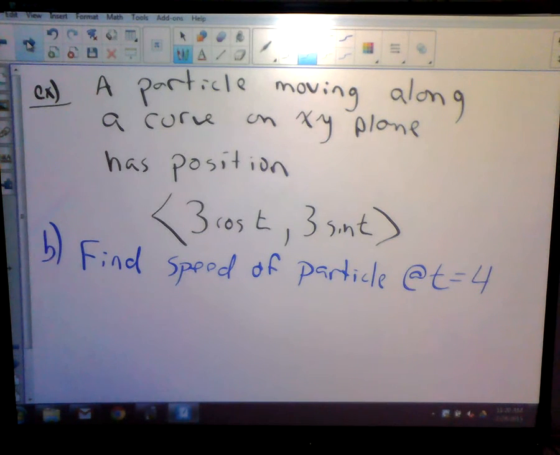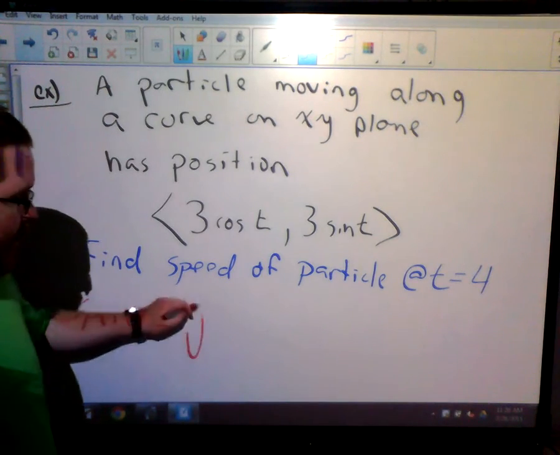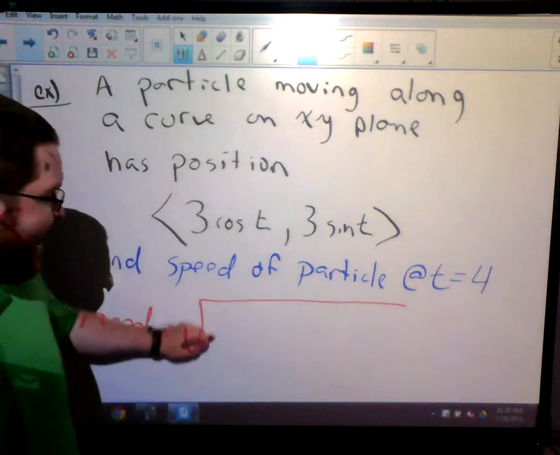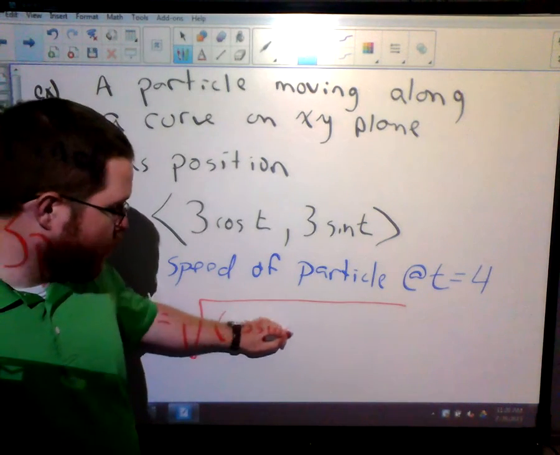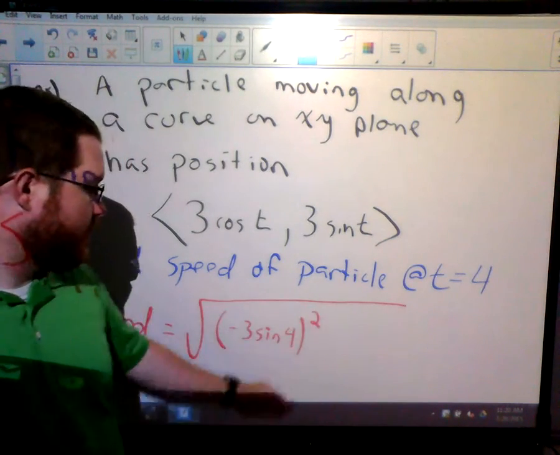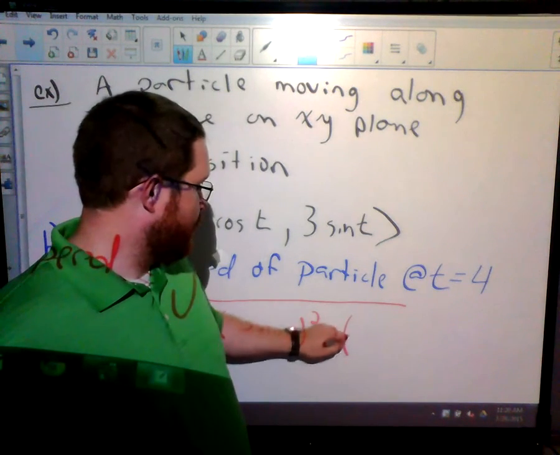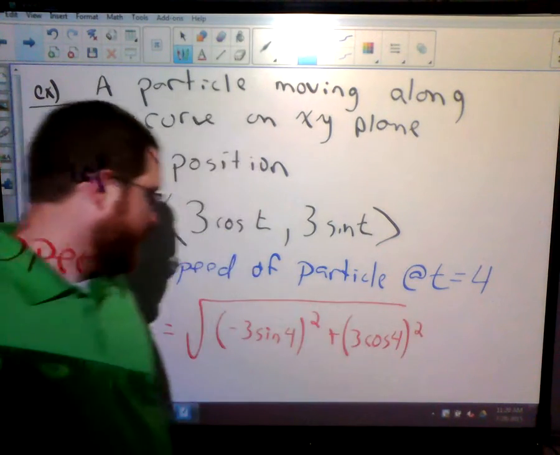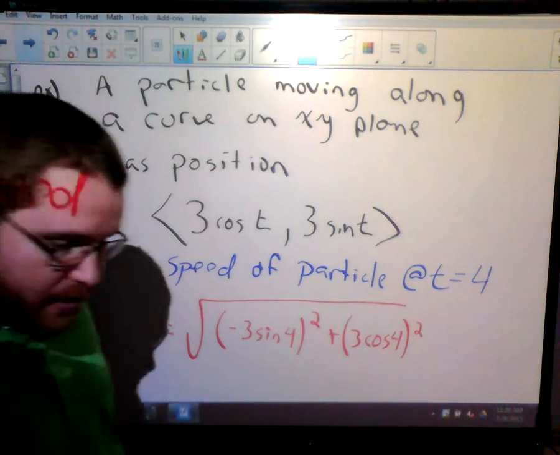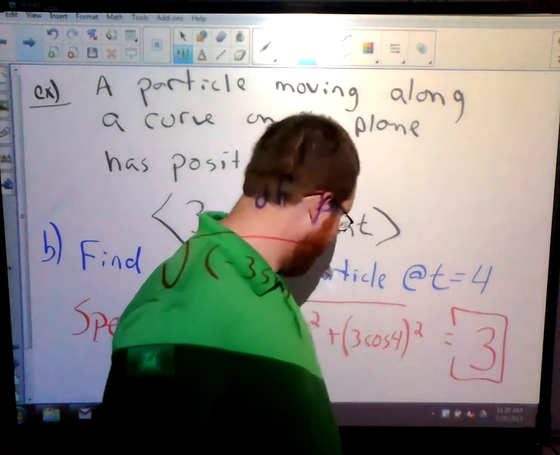B, what's the speed at t equals 4? Well, remember, speed is equal to the square root of x prime, which we said was negative 3 sine 4 squared, plus y prime, which was 3 cosine 4 squared. And that's a calculator problem, but I'll tell you the answer is 3. So the speed at 4 is 3.